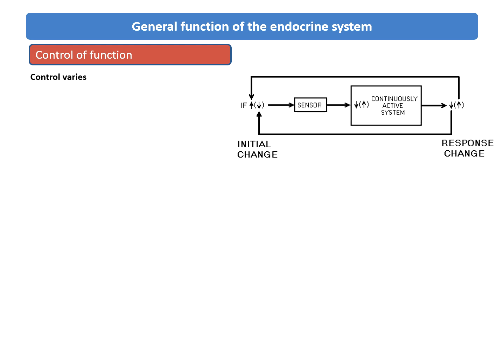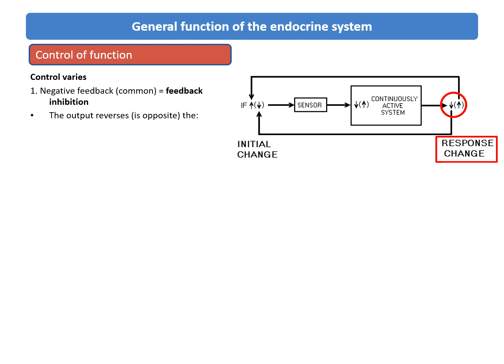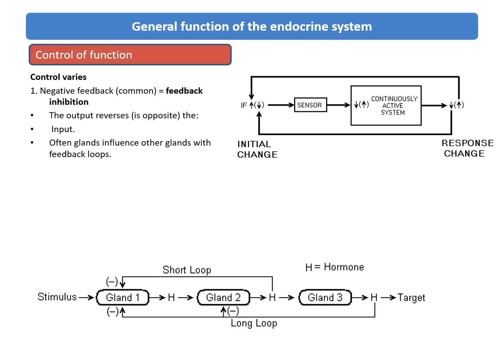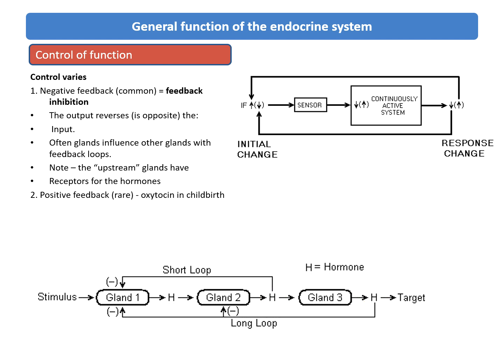Control of hormone function generally involves negative feedback or feedback inhibition. This concept was introduced in the first unit of the course. This is a type of control in which the output reverses the input. Often glands influence other glands with negative feedback loop. The glands will have receptors for the hormones.